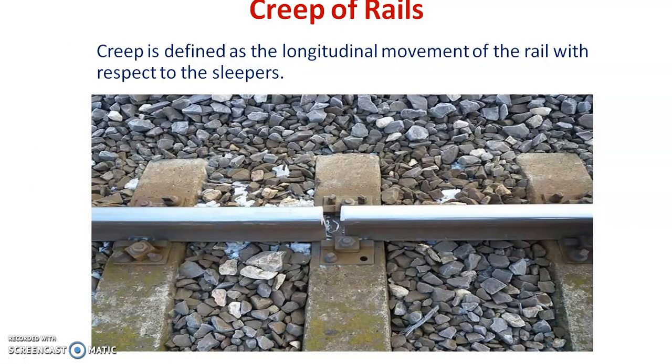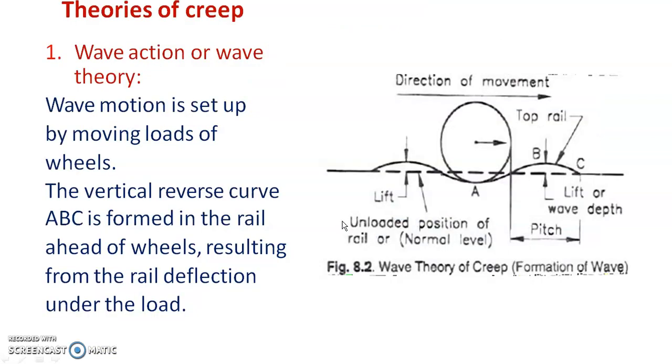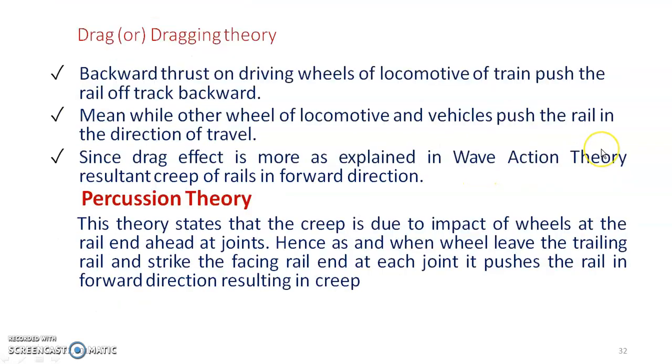Then coming to the creep of rail. This is a flaw, a defect in the rail. It is a longitudinal movement of the rail with respect to the sleeper. When the train wheel is moving in this direction, the rail will also move in the same direction. So the gap at the junction, see here, is larger, it is wider. This defect we call a creep. This is shown in the figure like a wave action. This is the direction of movement. The rail will also move in the same direction.